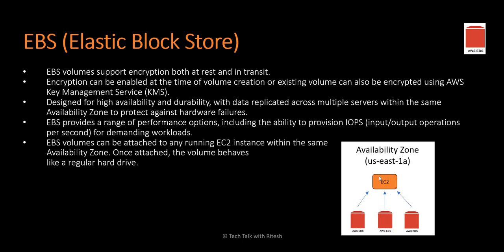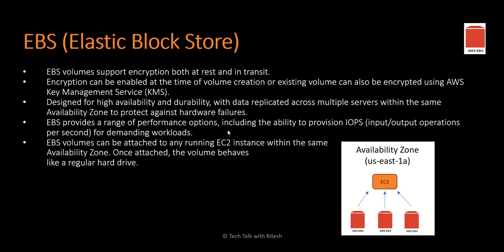What we are saying is, for one EC2 instance, this EBS volume is attached, but it is replicated across multiple servers. So in case there is any hardware failure on one of the servers, on another server the data is already replicated, so that we don't lose the data.